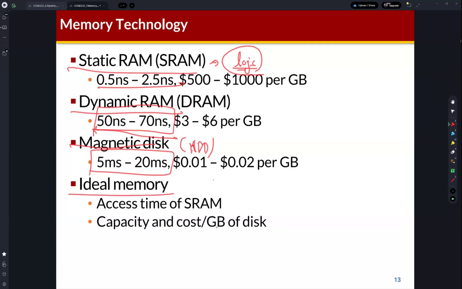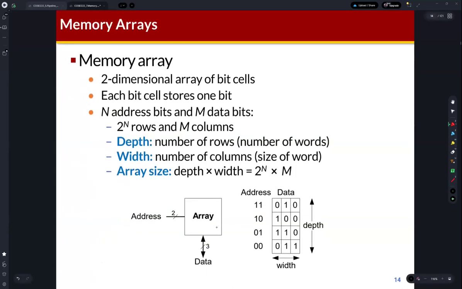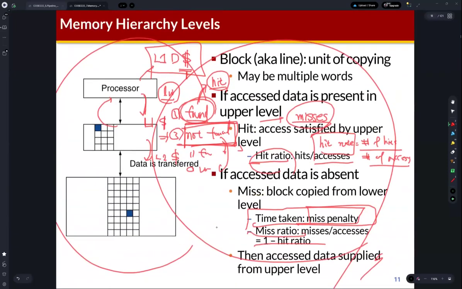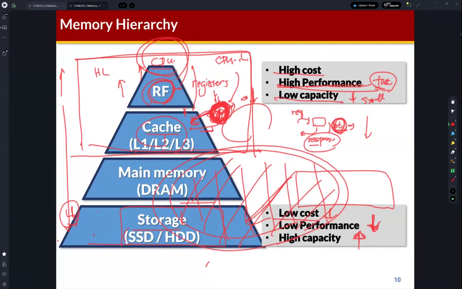Ideal memory means the performance is high, which means the response time is very low, and the density is very high. But this is ideal, and there are no ideal things in our real world, so we cannot use ideal memory. By organizing these different memory devices, we can build the memory hierarchy like this. Caches are SRAM, main memory is DRAM, and for storage you can use an SSD or hard disk drive.